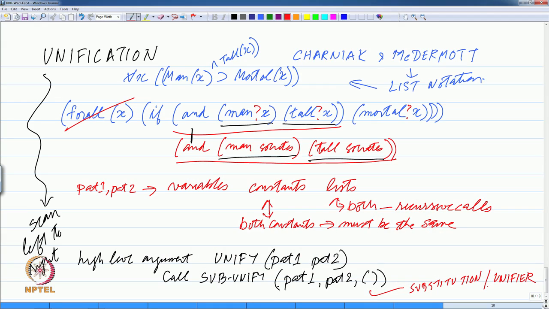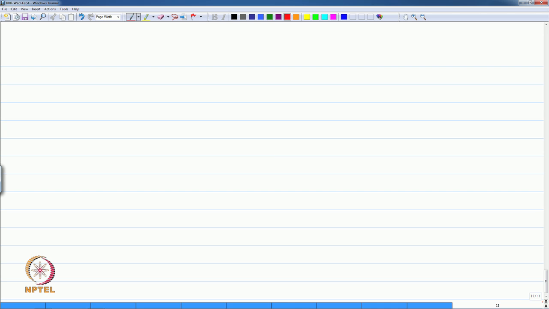That leaves us with variables. So, I will just take a few minutes to talk about variables. So, unification. We are talking about sub unify, right? Pat 1, pat 2 and some theta that we have built up when this particular call to sub unify is being made essentially. So, we have dealt with constants and lists. Constants must be identical, lists must be of the same length and we will make recursive calls to the same sub unify.